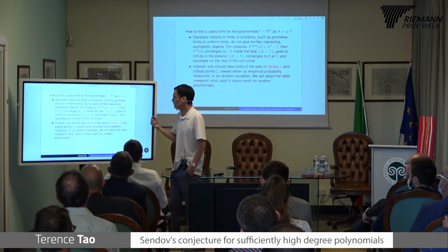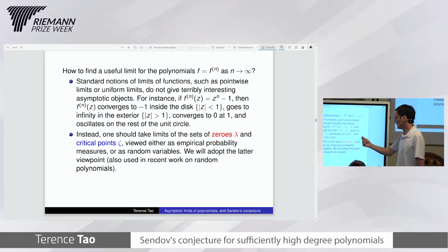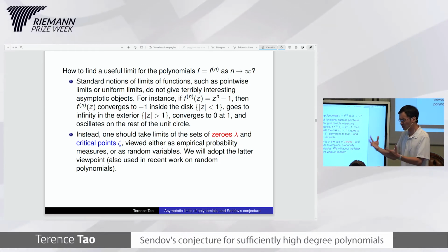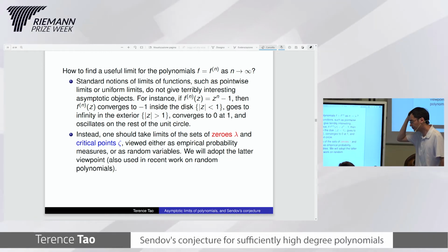So it turns out it's not the polynomials that you should take the limits of. You should take the limits of the zeros and the critical points. But you have more and more critical points, and more and more zeros. So how do you take limits in a compact way?